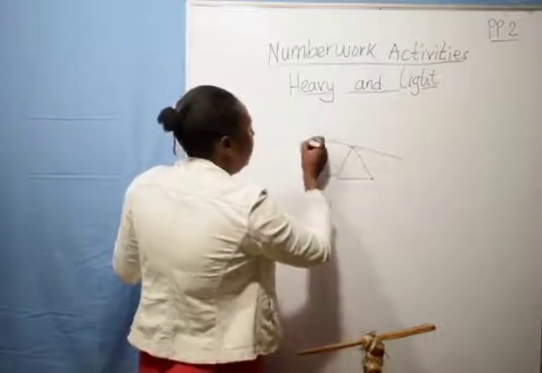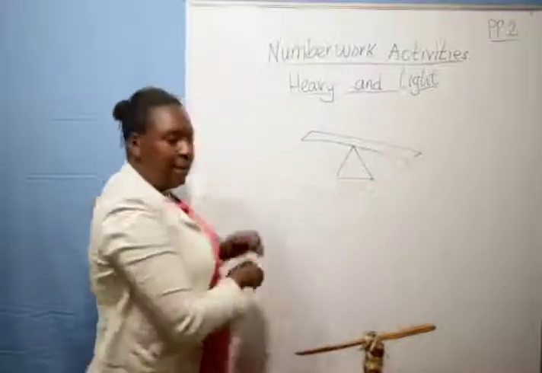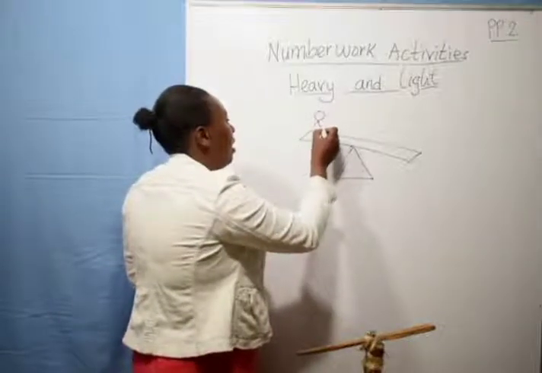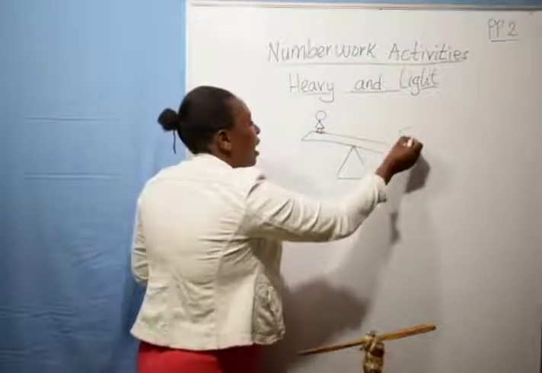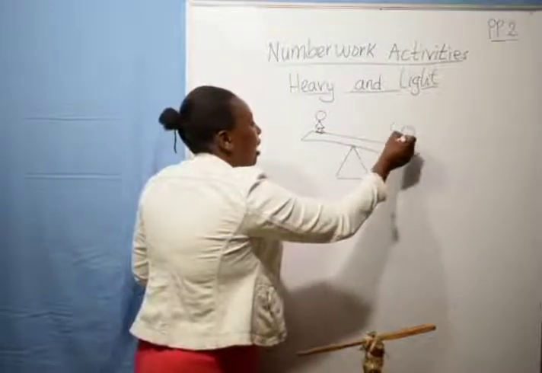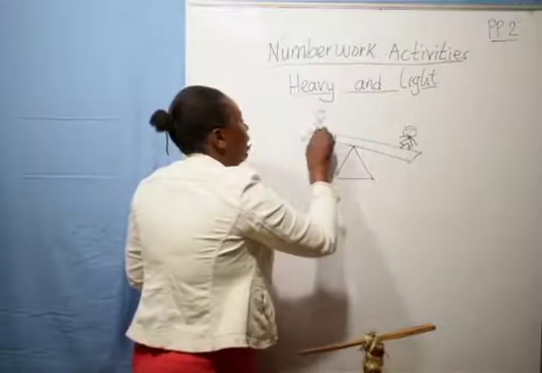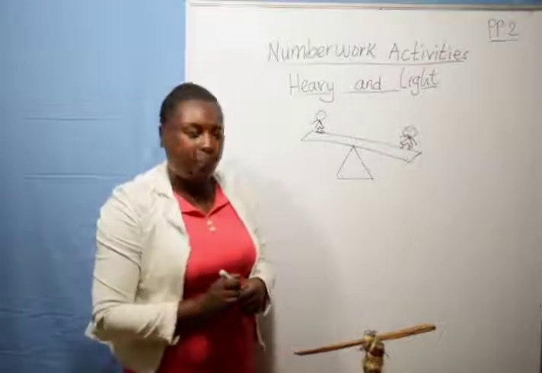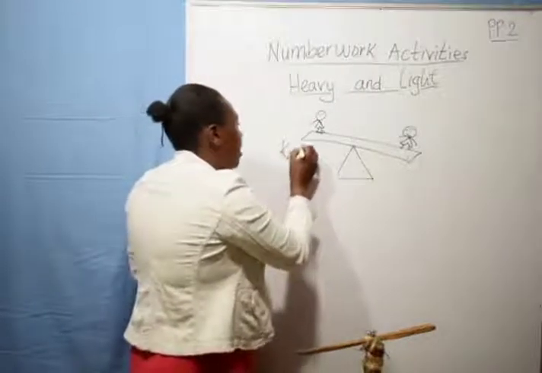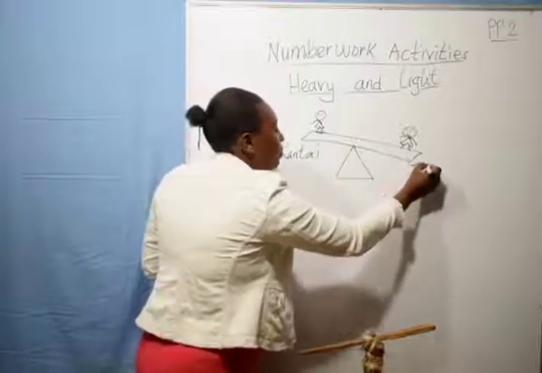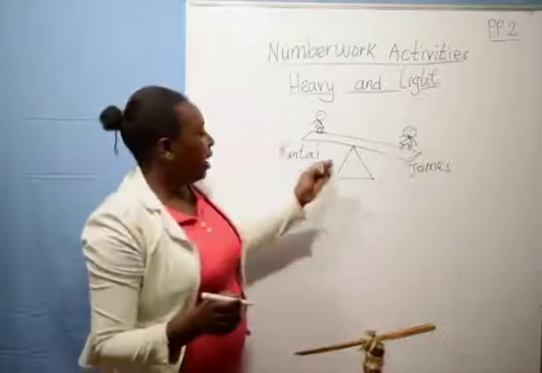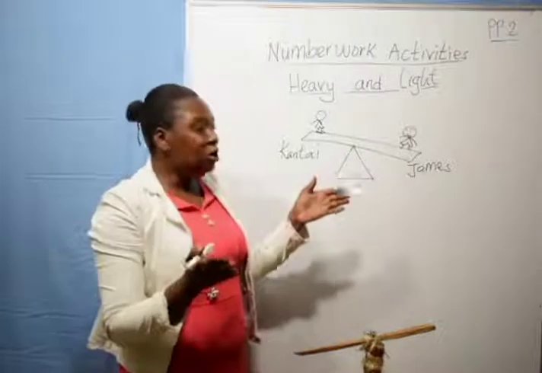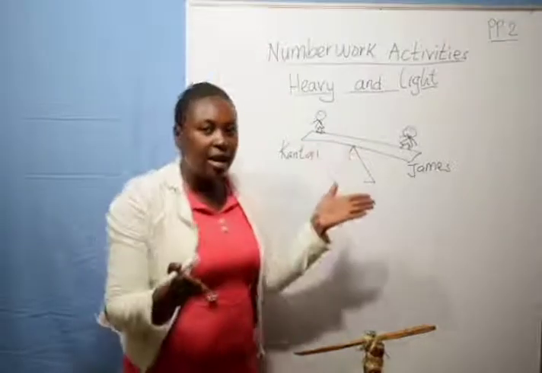Here is our seesaw. And on this seesaw, I have two learners. I have Kantai and I have James. Here they are on a seesaw. So if this is Kantai and this is James, how will you know who is heavy and who is light? Yes, just look at the way the seesaw is leaning on one side.